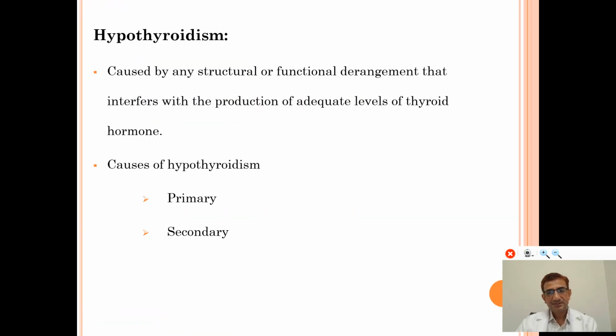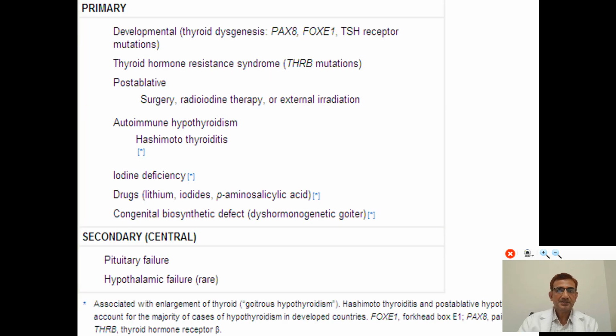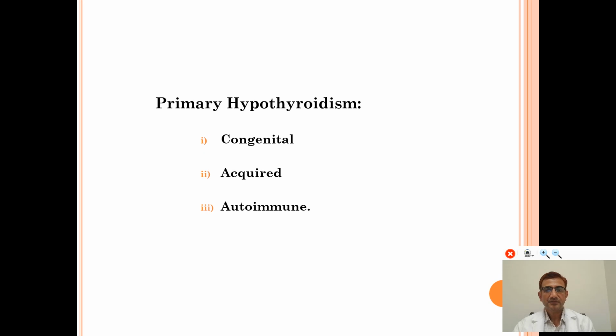Coming to the next entity, hypothyroidism is caused by any structural or functional derangement that interferes with the production of adequate levels of thyroid hormones. It includes primary hypothyroidism and secondary hypothyroidism. Primary hypothyroidism includes developmental abnormalities or thyroid hormone resistance syndromes, postablative causes, autoimmune hypothyroidism, especially Hashimoto's, and drugs like lithium and iodides. Secondary hypothyroidism includes pituitary failure or hypothalamic failure.